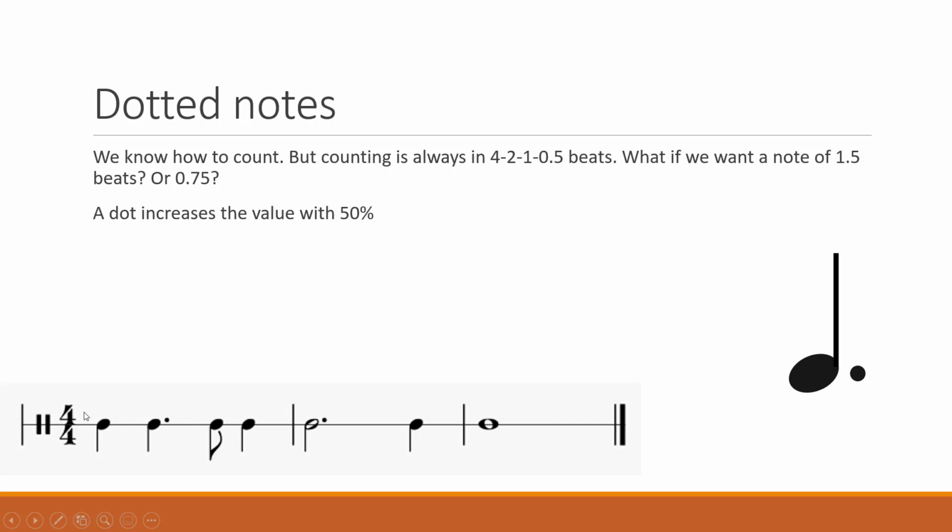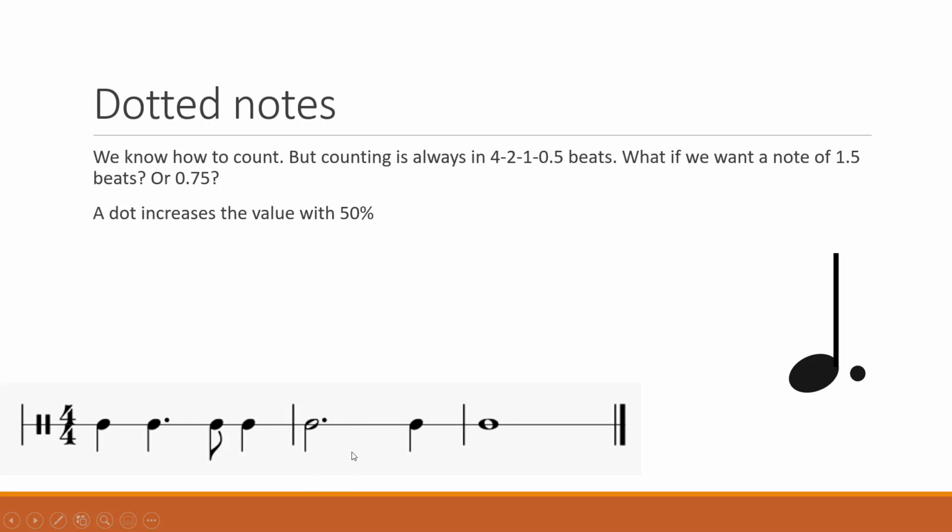So this first quarter note is 1 beat. The second quarter note is 1 beat plus the dot, meaning it is 1 plus 50%, meaning it is 1.5 beats. This is half a beat and 1 beat again, and 1 plus 1.5 plus half plus 1 equals 4 again, because remember, 4/4 means we have 4 beats in 1 bar.